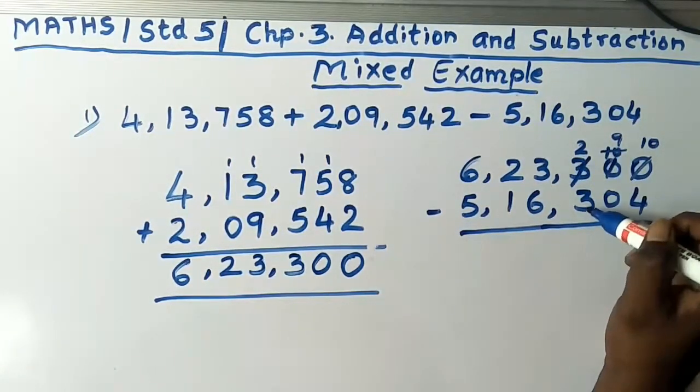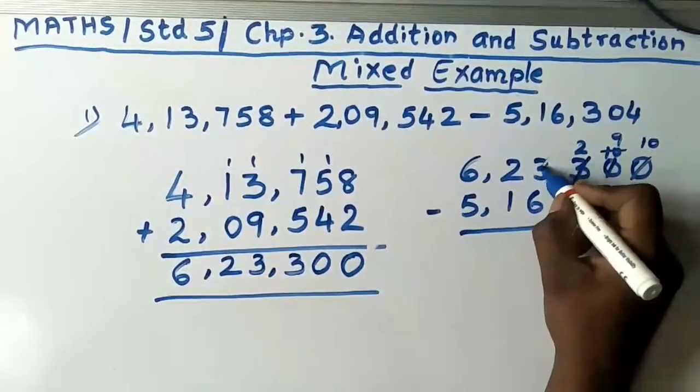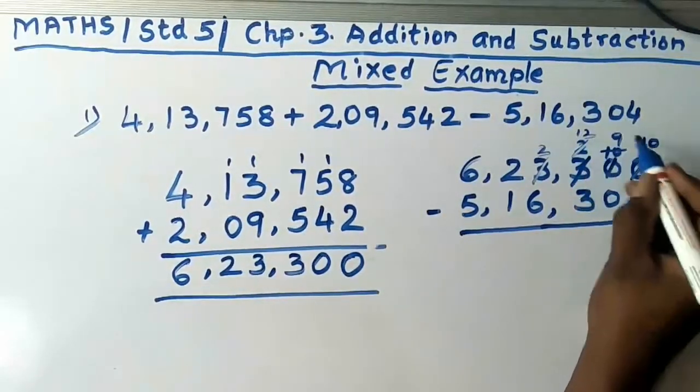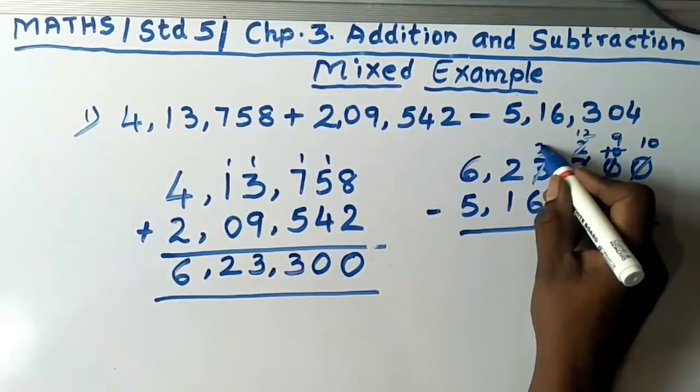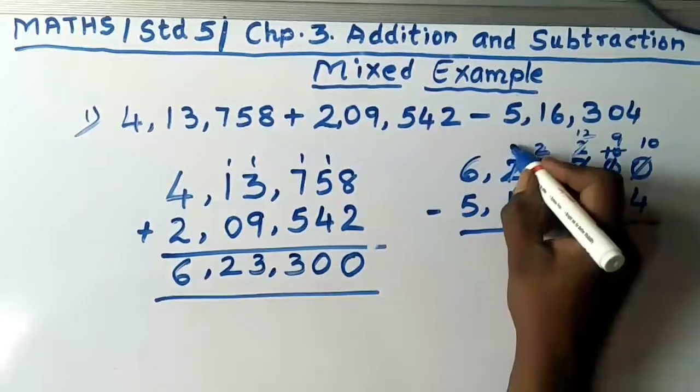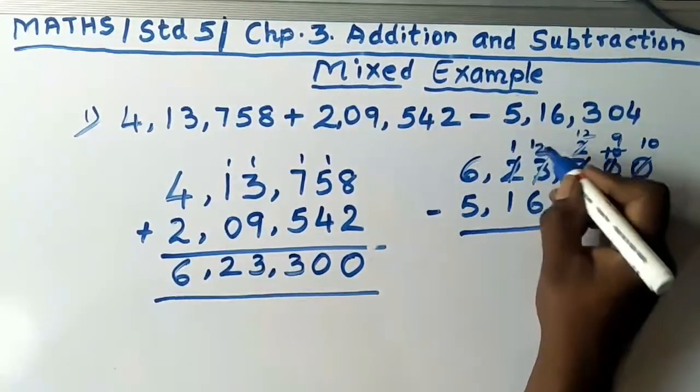So 2 will not go in 3. So again I have to borrow from here. This will become 2 and this will become 12. So 2 will not go in 6. Again I have to borrow from here. This will become 1 and this will become 12.